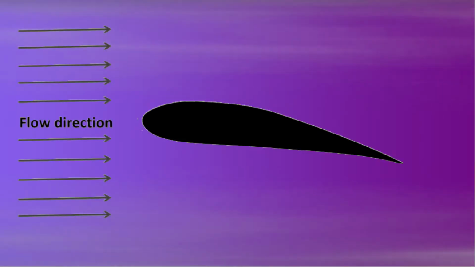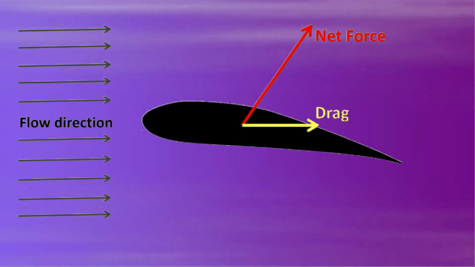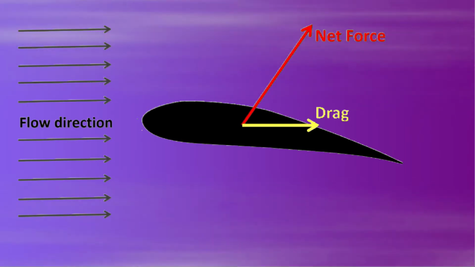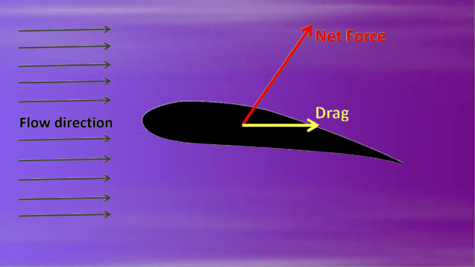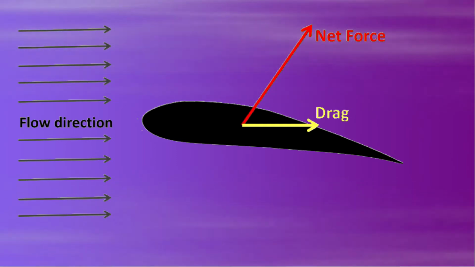When an object moves through a fluid, the fluid exerts a force on this object. This force has two components. One is in the direction of the flow, which is called a drag force. This drag force is a resistive force which is always trying to stop the movement of the object. The strength of this drag force depends on the velocity of the fluid or the object. It also depends on the viscosity of the fluid, and it also depends on the shape of the object.